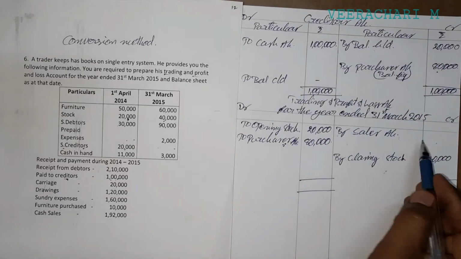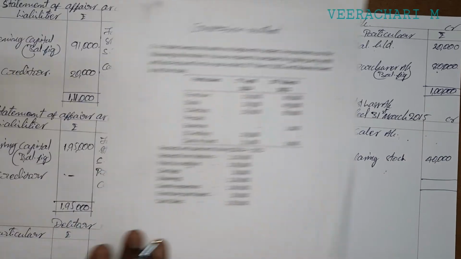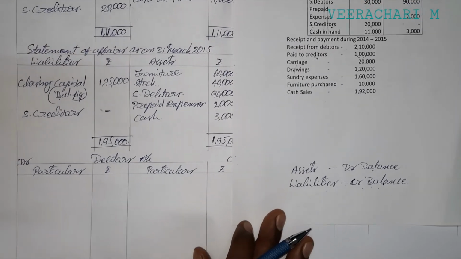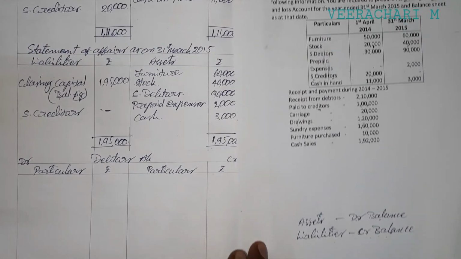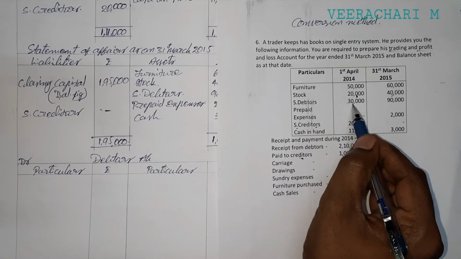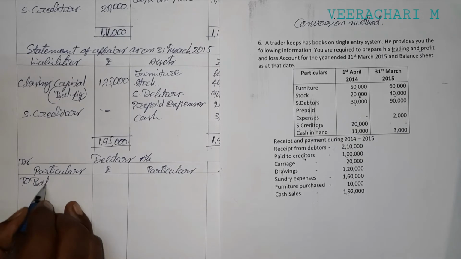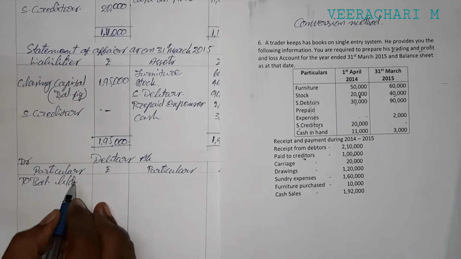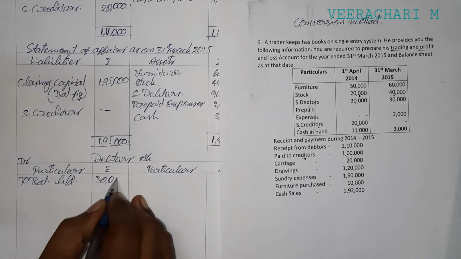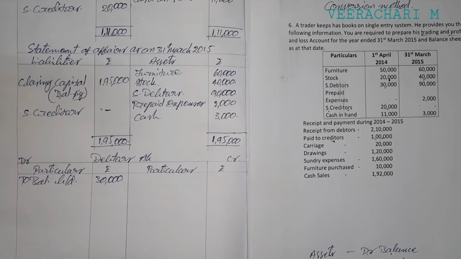In the trading account, on the credit side there is sales. So compute the sales with the help of the debtors account for computation of credit sales. In the debtors account, the opening debtors, debtors is an asset, so on the debit side you can write to balance brought down, that is 30,000. Because assets are debit balance, you write on the debit side, simple.